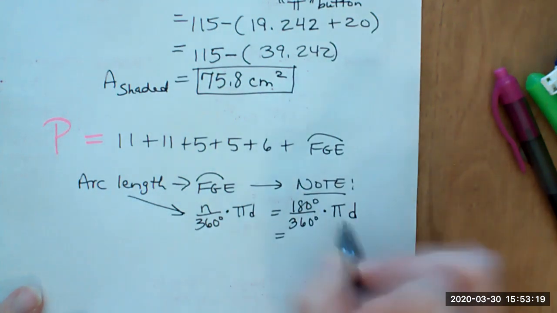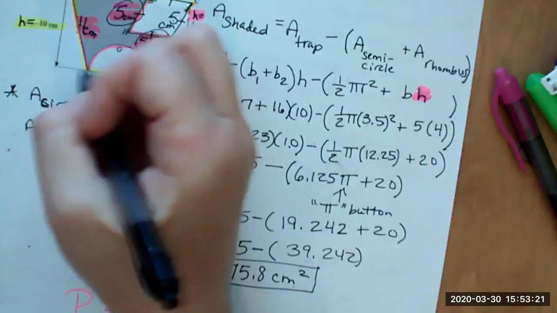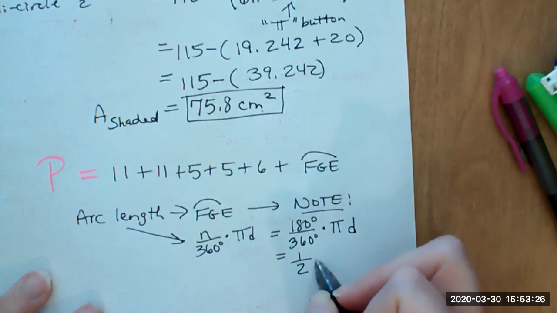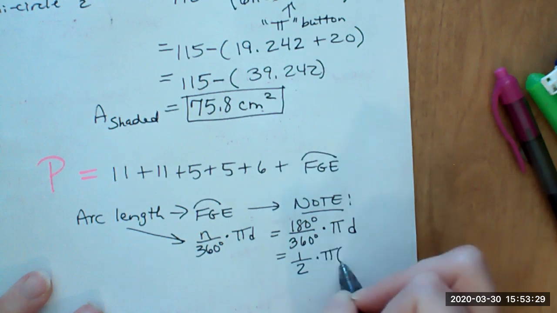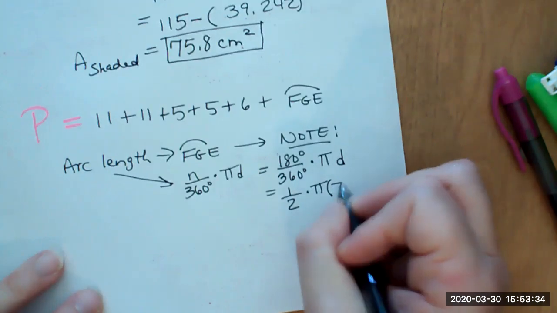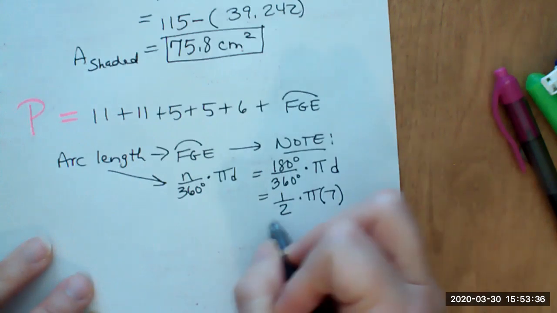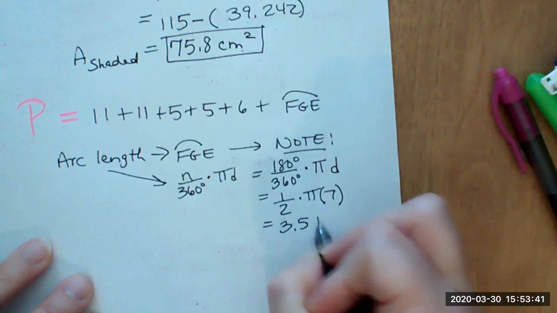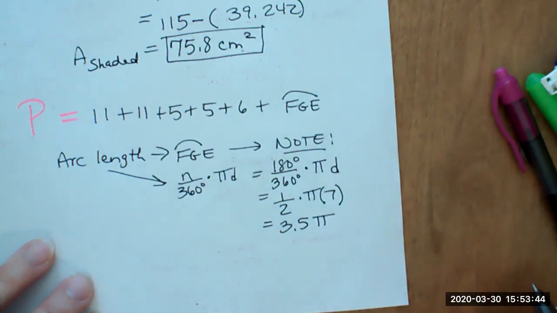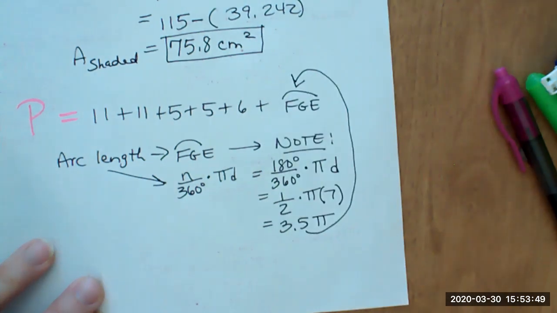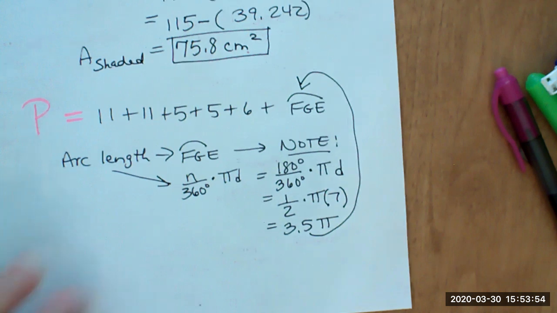So basically here, in simpler terms, we're really just saying we have half the circle. So we can just say half of the circumference, half of pi times the diameter, which is 7 centimeters, okay? And so we're just saying half of 7, which is 3.5 times pi. So that's that arc length. And that's what we're going to add in here to get the distance around the shaded region, the perimeter of the shaded region, okay?